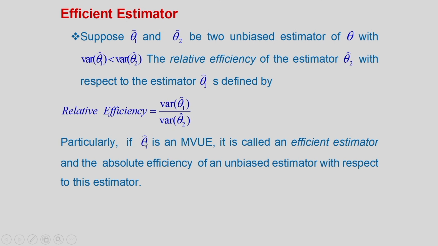Particularly, if theta 1 hat is an MVUE, then theta 1 hat will be called an efficient estimator. This is relative efficiency, but the absolute efficiency of an unbiased estimator will be determined with respect to the MVUE, which is the estimator with minimum variance. Then we will call this efficiency the absolute efficiency.